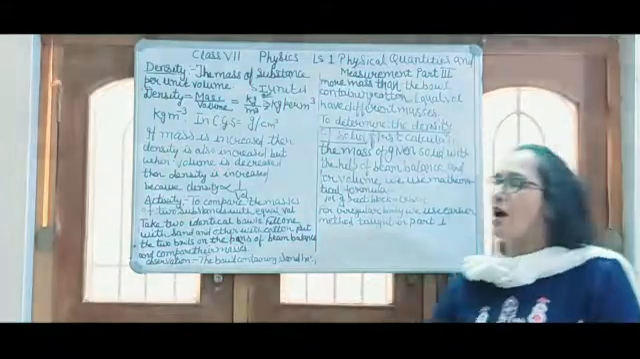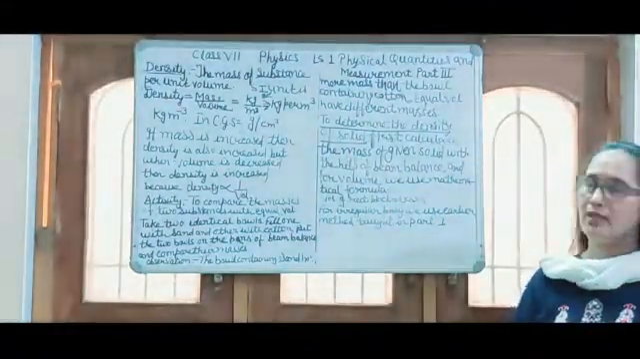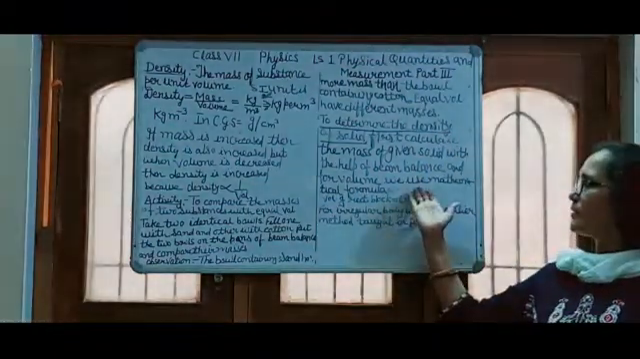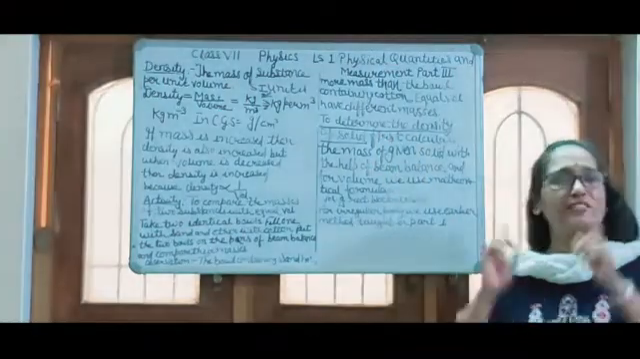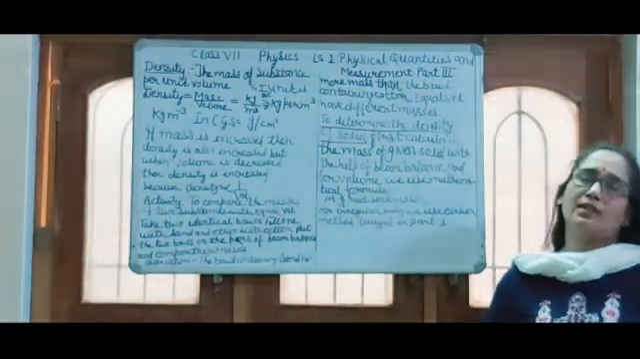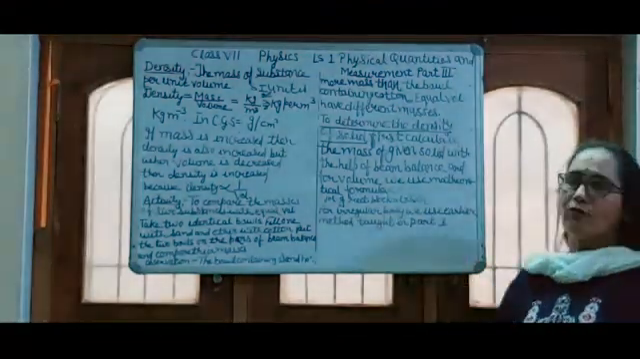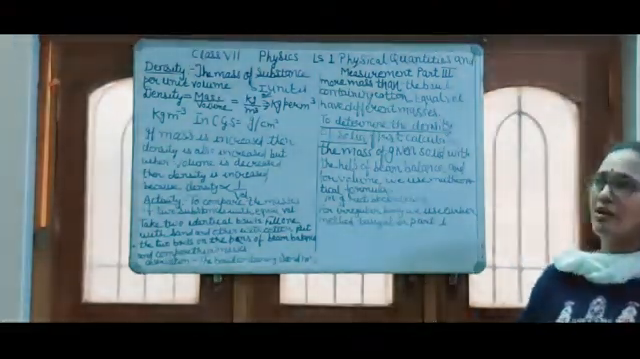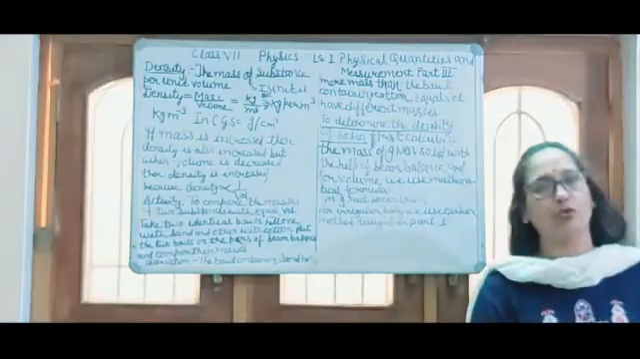Now student, how to determine the density of a solid? To determine the density of a solid, like a cuboid, what do we have to do? First we have to take the mass of the cuboid with the help of a beam balance. And for the volume, we have to write the mathematical formula. Volume of cuboid is equal to L into B into H.